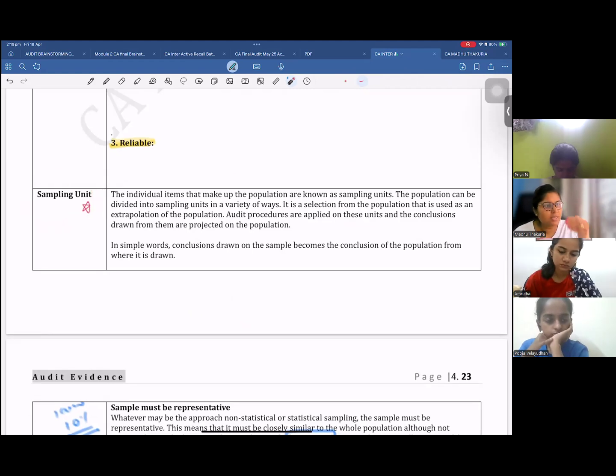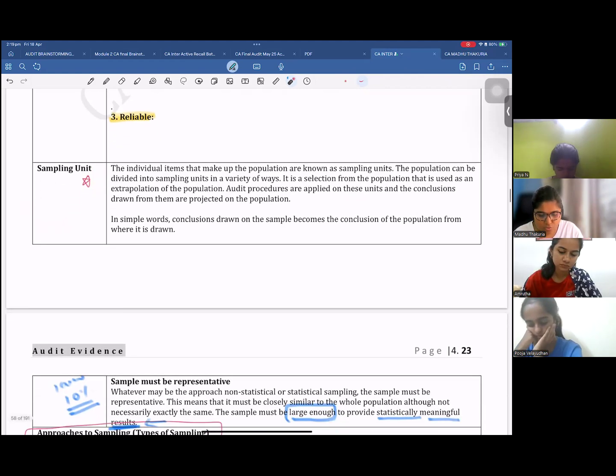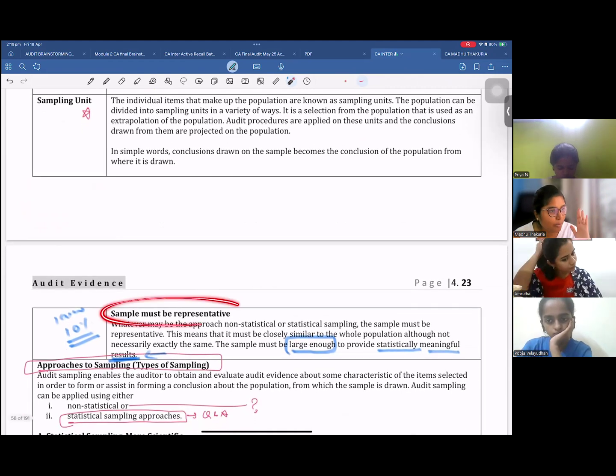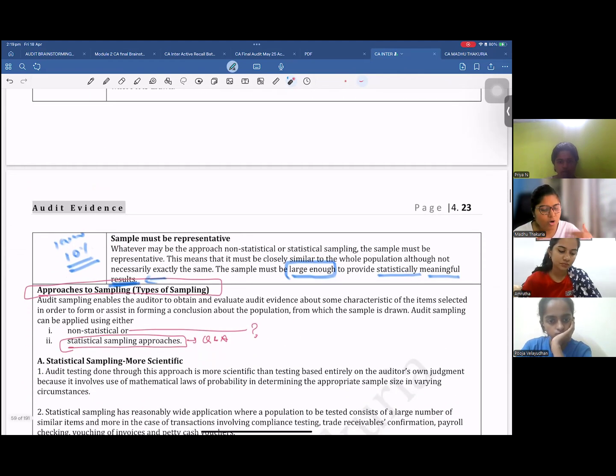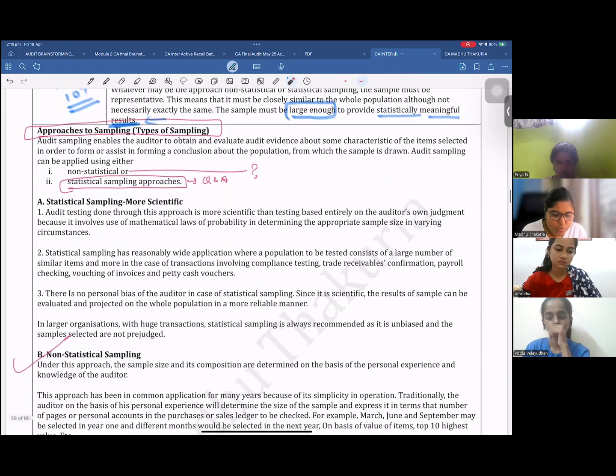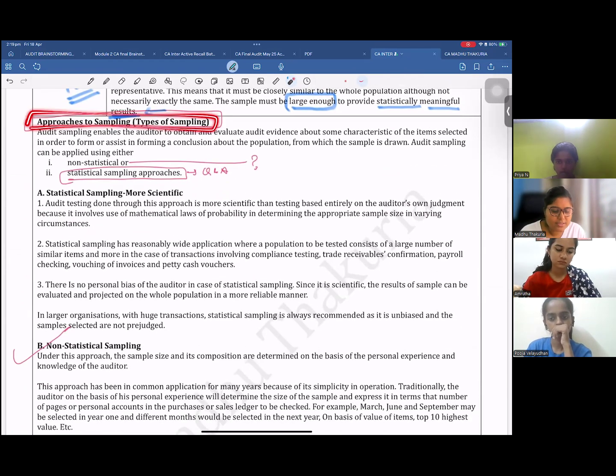Then you need to understand what a sampling unit is. Population is one, sampling unit may be different. So what is a sampling unit? And your sample must be representative of the population. Somewhere you may also see a question related to this. Then for sampling as a procedure, what approaches may you have? You may do non-statistical sampling or statistical sampling. Both are approaches of sampling, right?